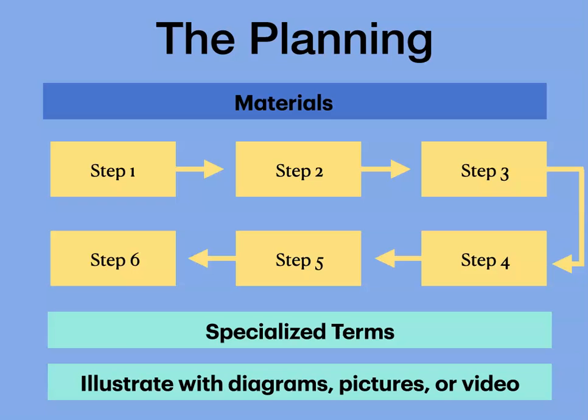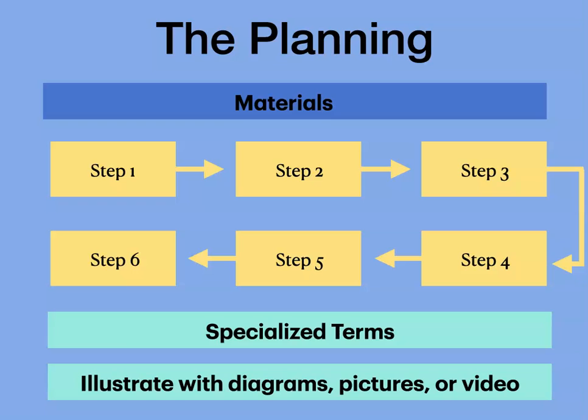The planning. Make sure you have your materials for what you're going to be using. For example, if you're going to show how to chop wood, you'll want to make sure you have maybe some logs there and an axe. And if you're going to do baking, you want to make sure you have your ingredients and all of the utensils and bowls that you're going to need for that.